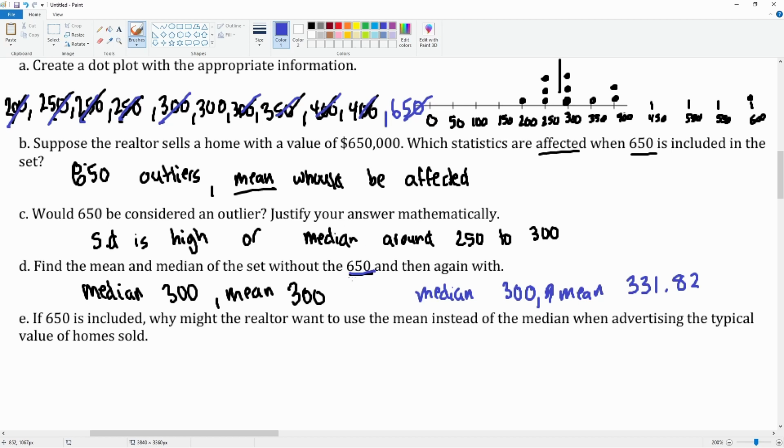If the 650 is included, why might the retailer want to use the mean instead of the median when advertising the typical value of the home? Well, because the mean price is higher, so the realtor will make more money. That's the reason why they would want to list it that high, because they can make more money. Okay, this is why it's typical for people to use just the median, because it doesn't get affected by the outliers.